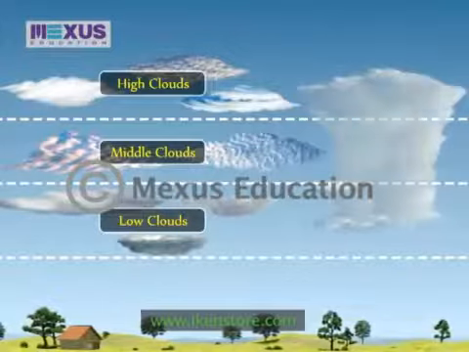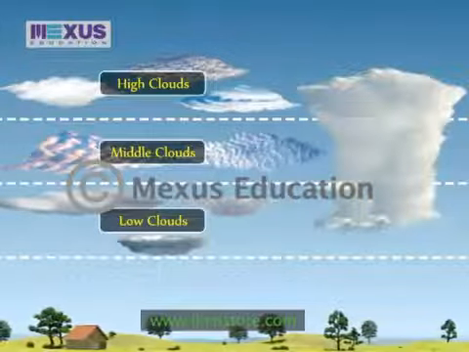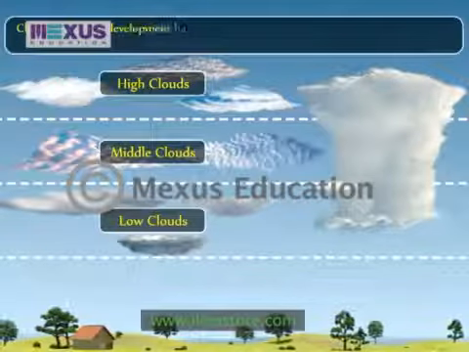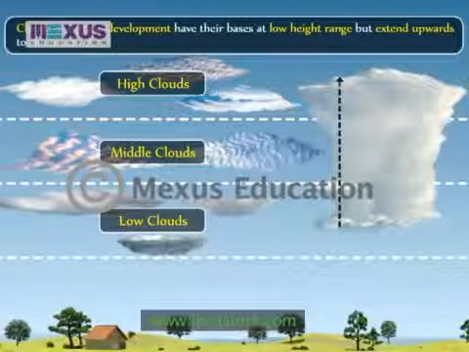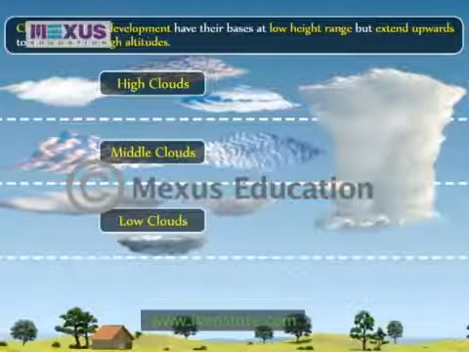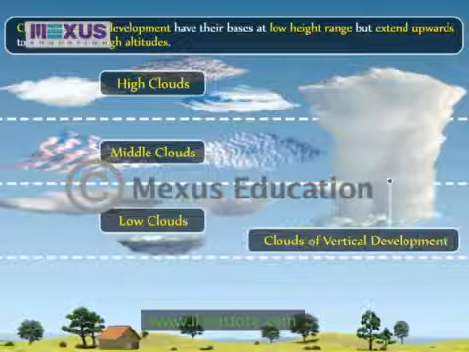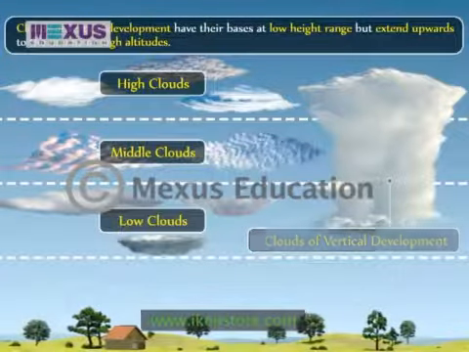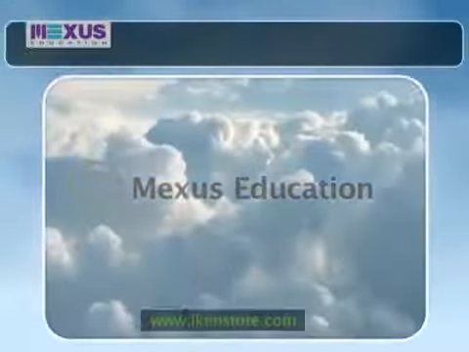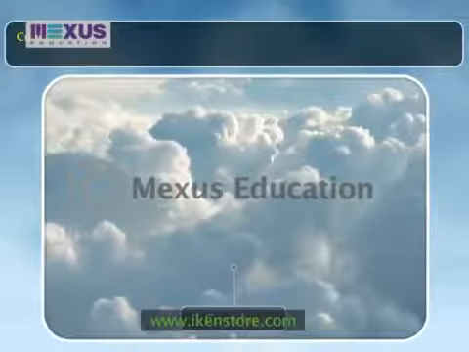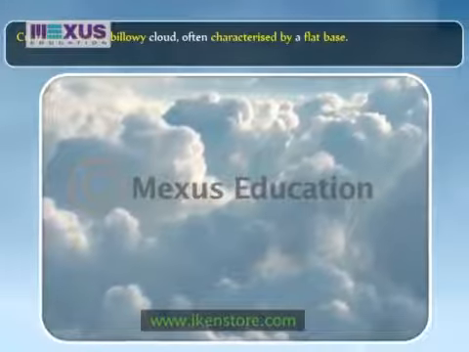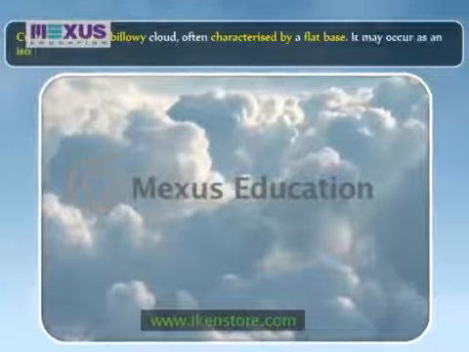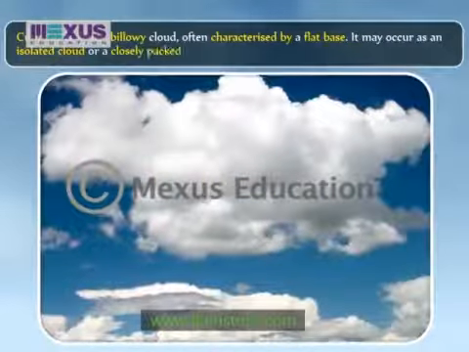Some clouds do not fit into any of the three families of clouds. Such clouds have their bases at low height range but extend upwards to the middle or high altitudes. These clouds are known as clouds of vertical development. Cumulus is a cloud of vertical development. This cloud is dense, billowy, often characterized by a flat base. It may occur as an isolated cloud or a closely packed cloud.